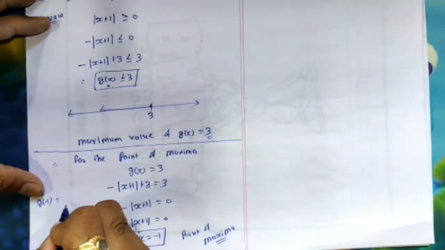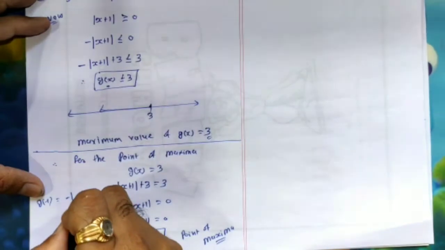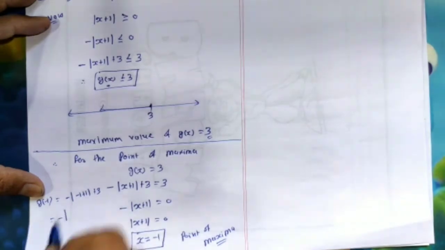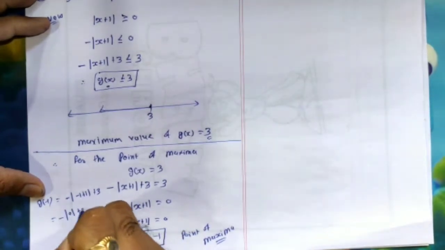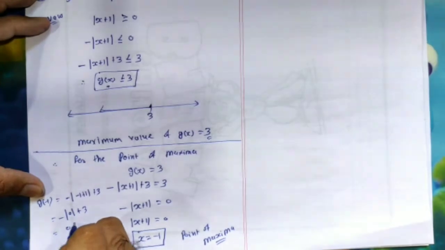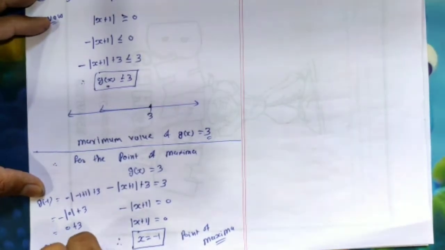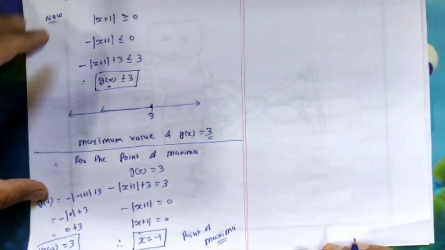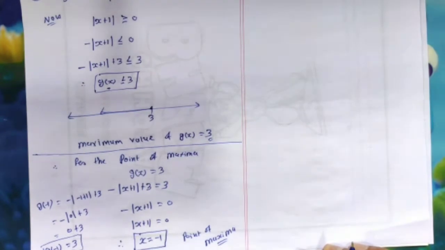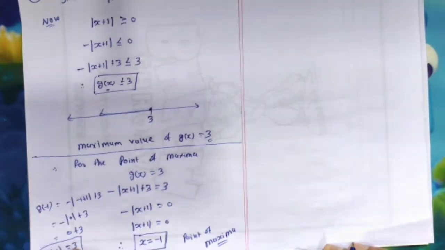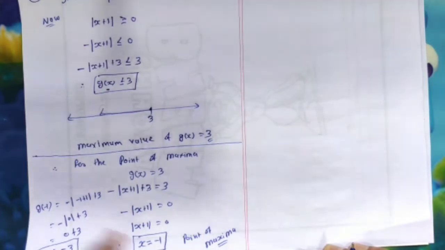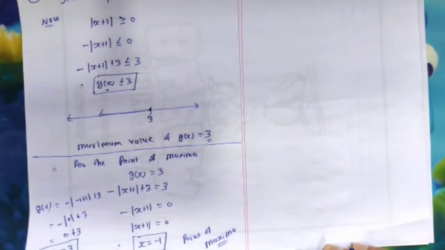So g of minus 1 is minus mod of x equal to minus 1 plus 1, plus 3. It's minus mod of minus 1 plus 1, which is 0. So minus mod 0 plus 3, minus 0 plus 3. So the value of the function at x equal to minus 1 is 3. This 3 is nothing but the maximum value of the function. Clear? So the maximum value of the function is 3, and the function attains this maximum value 3 for x equal to minus 1. So the answer is: maximum value is 3 and x equal to minus 1 is the point of maxima, the value of x for which the function attains the maximum value.